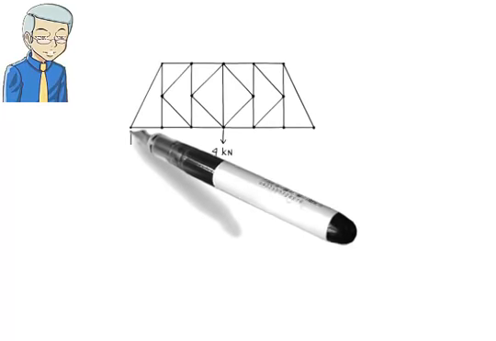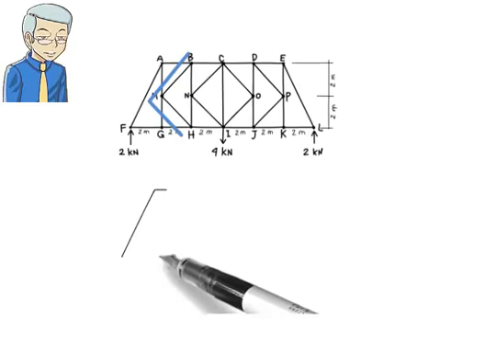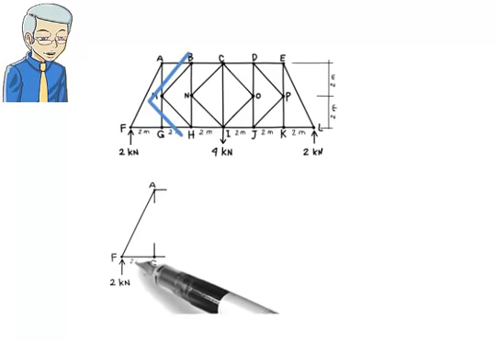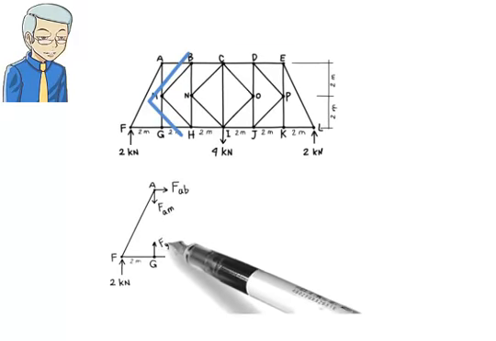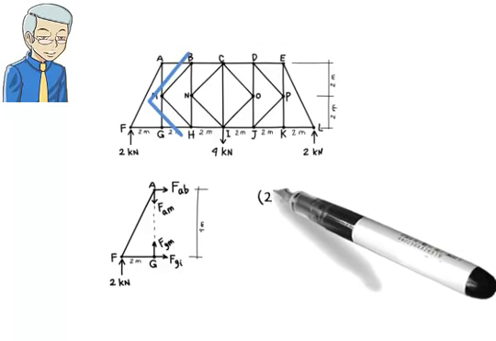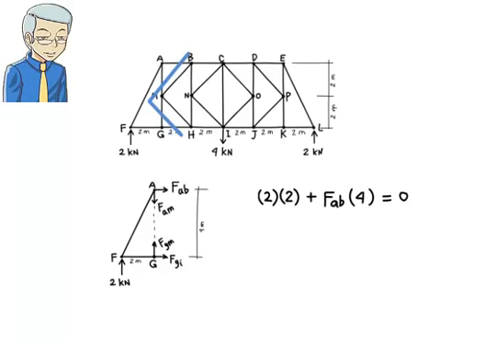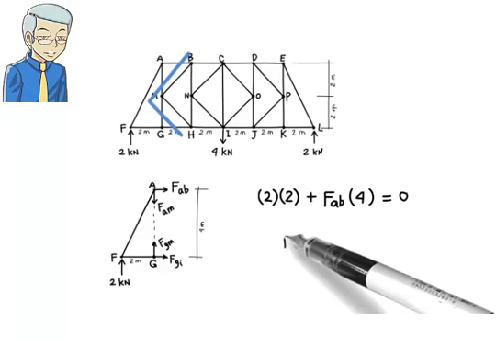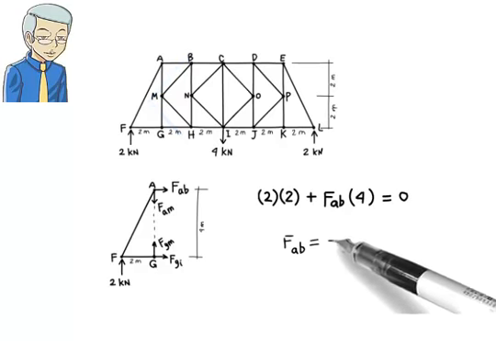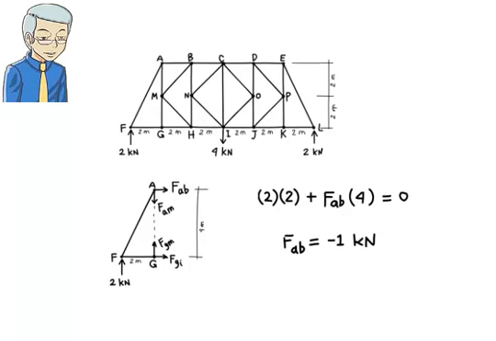To find the force in member AB, we can cut the truss like this. Here is the free body diagram for the left substructure. Writing the moment equilibrium equation about point G, we get 2 times 2 plus FAB times 4 equals 0. Solving this for FAB, we get FAB equals negative 1 kilonewton.